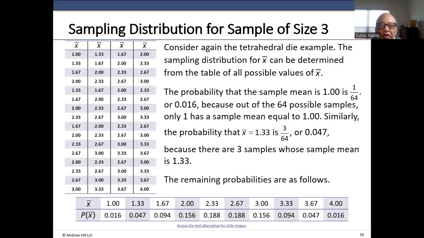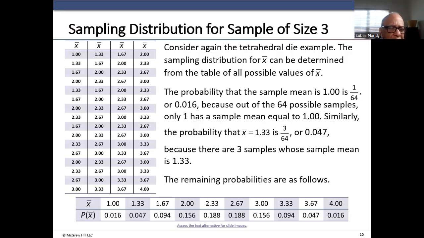Consider again the tetrahedral die example. The sampling distribution of X bar can be determined from the table of all possible values of X bar. Basically, we are noticing how many times each of these X bar values occurs, and X bar can have values between 1 and 4.0. The probability of 1 occurring is only 1 out of 64, which is 0.016.